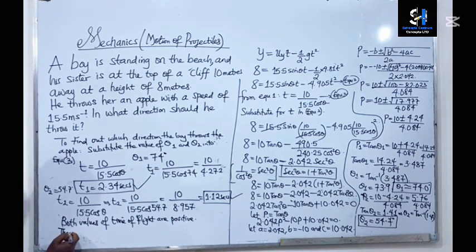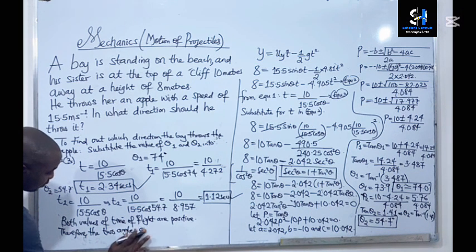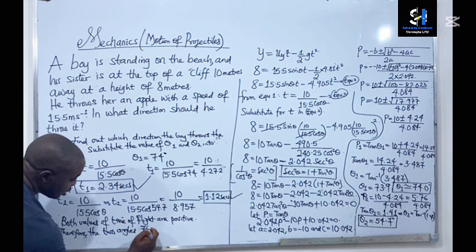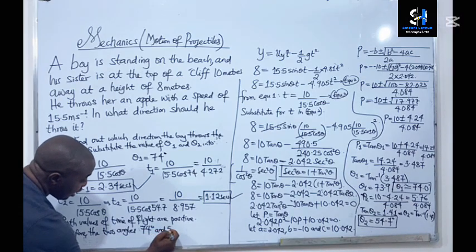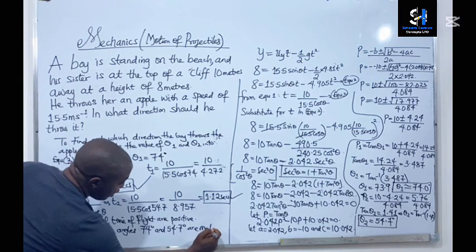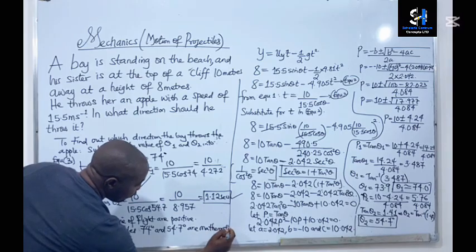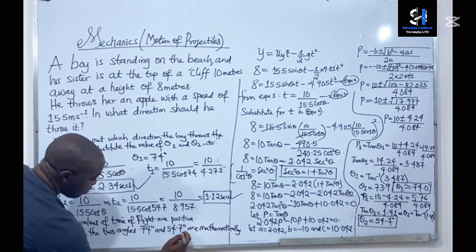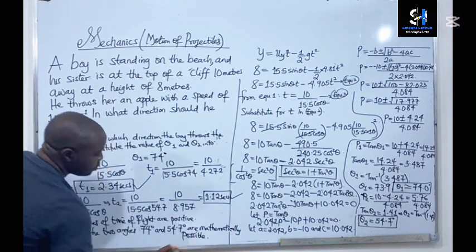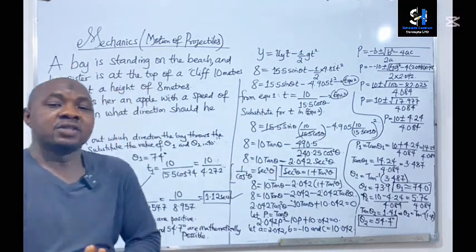So we can say, therefore, the two angles, 74 degrees and 54.7 degrees, are mathematically possible. And we come to the end of this class.